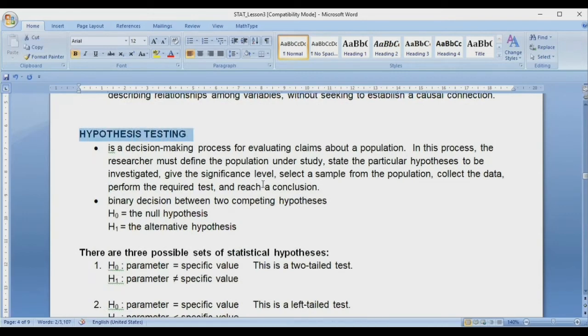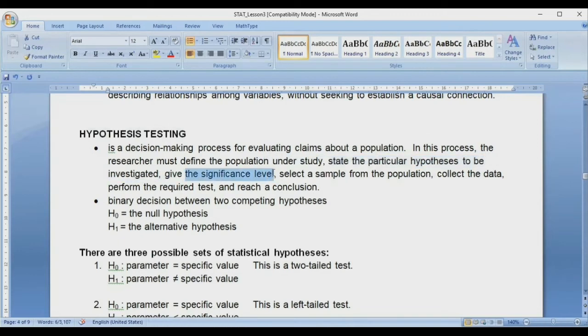Then hypothesis testing. It is a decision-making process for evaluating claims about a population. So, always remember this decision-making process. So, you're making conclusion from sample data, and you may now conclude about the population. So, in this process, the researcher must define the population under study. Example, ICI students. State the particular hypothesis. So, hypothesis mo, all ICI students are good academically.